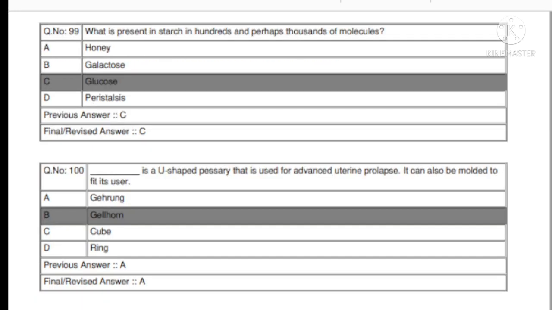Question number 99. What is present in starch in hundreds and perhaps thousands of molecules? Honey, galactose, glucose, peroxylases. So its answer is C, glucose, as all you know.